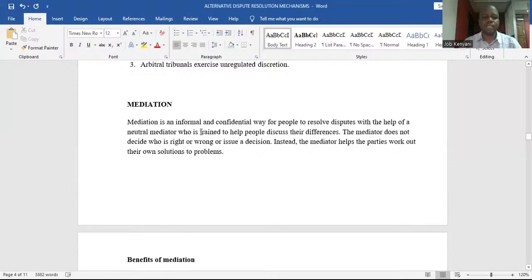So mediation is an informal and confidential way for people to resolve disputes with the help of a neutral mediator who is trained to help people discuss their differences. The mediator does not decide who is right or wrong or issue a decision like under arbitration, where the arbitrator gives an arbitral award. Instead, the mediator helps the parties to work out their own problems. He doesn't give the verdict or the solution to the problem; he just creates an environment. That kind of process is known as mediation.